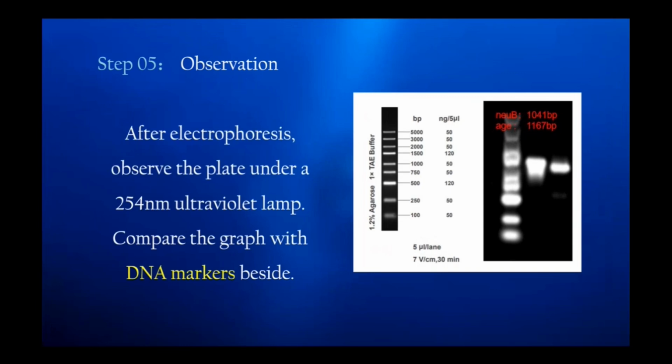Step 5. Observation. Here's the final step. After electrophoresis, observe the plate under a 154 nanometer ultraviolet lamp. Compare the graph with the DNA markers beside it.